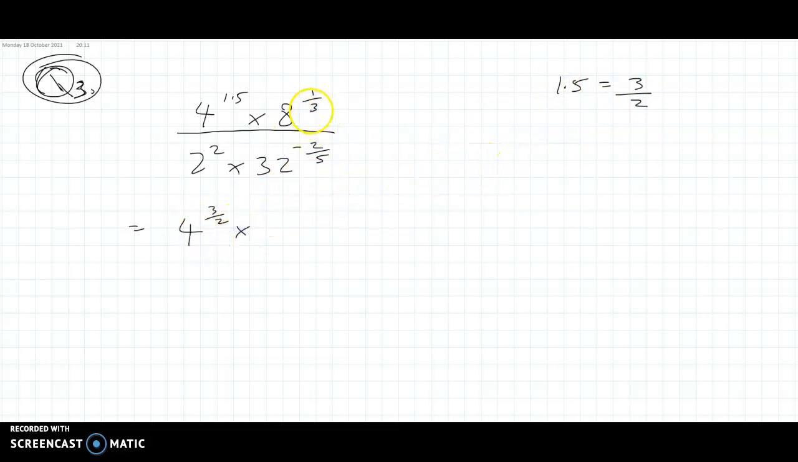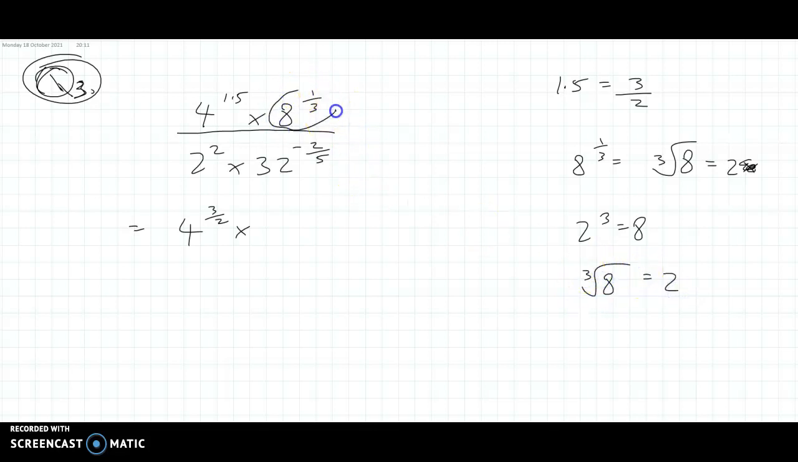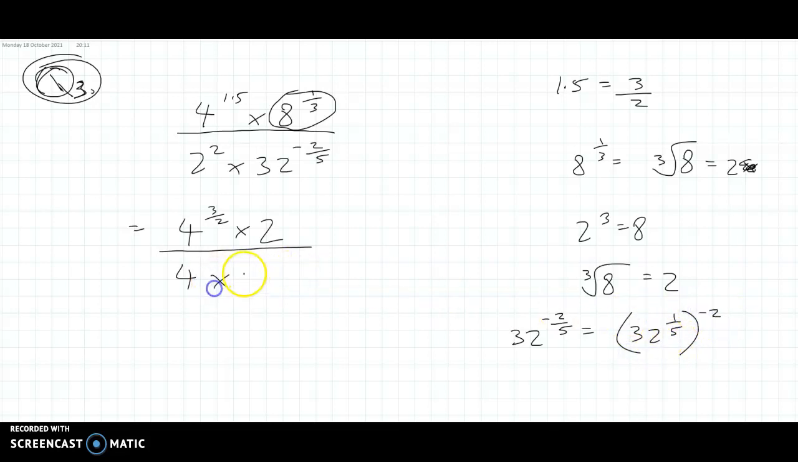Alright. 8 to the power of 1 over 3 is like the cube root of 8. The cube root of 8 is what number multiplied by itself 3 times gives us 8, and that's 2, because 2 to the power of 3 is 8. So this here evaluates to 2, all over, well, 2 squared is 4. Now 32 to the minus 2 over 5, we can write that as 32 to the power of 1/5, all to the power of minus 2. It helps us out a bit.